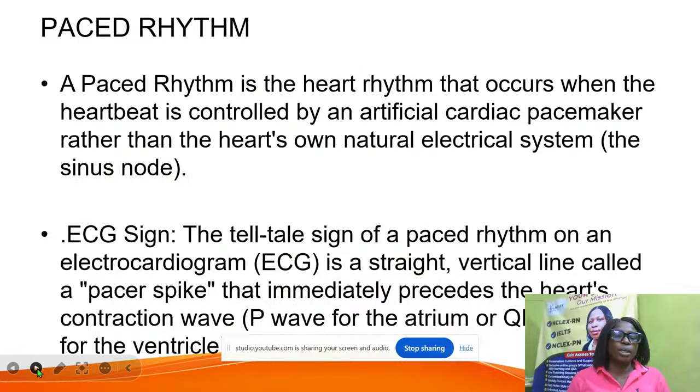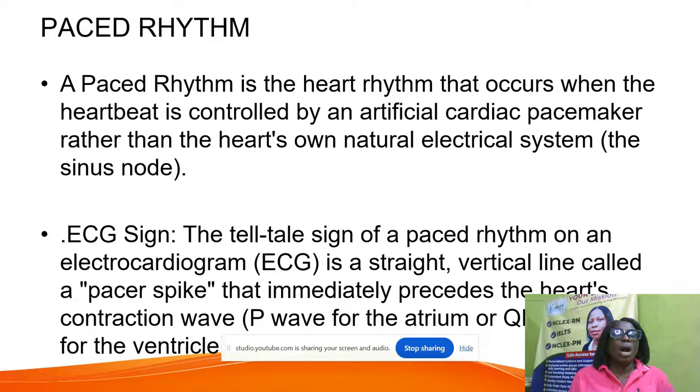Let's go to paced rhythms. Paced rhythm, paced, like pacemaker. When a patient is wearing a pacemaker, there's a way the patient's ECG will look. An experienced telemetry nurse will say, oh, you have a pacemaker, and the patient will say yes. A paced rhythm is the heart rhythm that occurs when the heartbeat is controlled by an artificial cardiac pacemaker, like when the SA node cannot initiate the impulses again. So the patient is wearing a pacemaker.